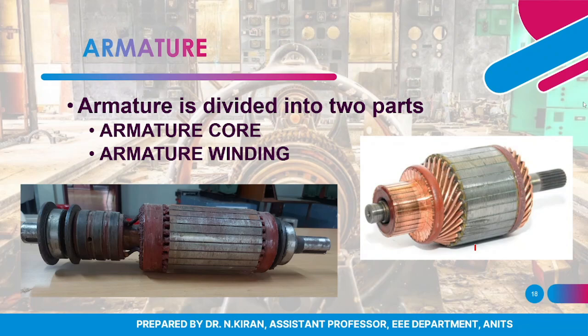The next, fourth part is the armature. The armature can be divided into two parts, that is armature core and armature winding. These are some of the diagrams of the armature. So these are the windings, as you can see from the diagram. These are the windings, and the cylindrical part that you are seeing is the armature core.